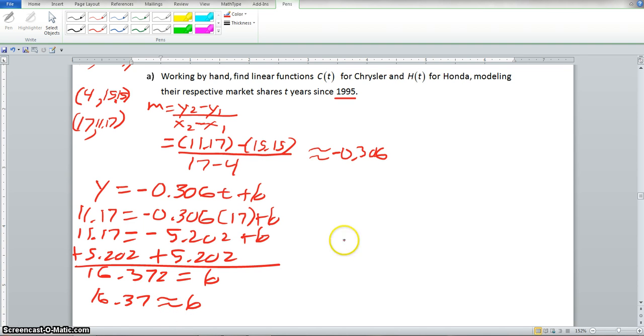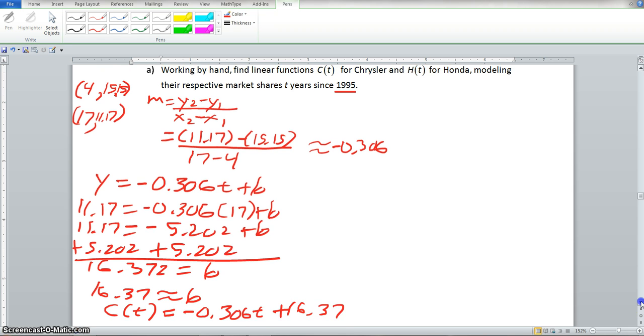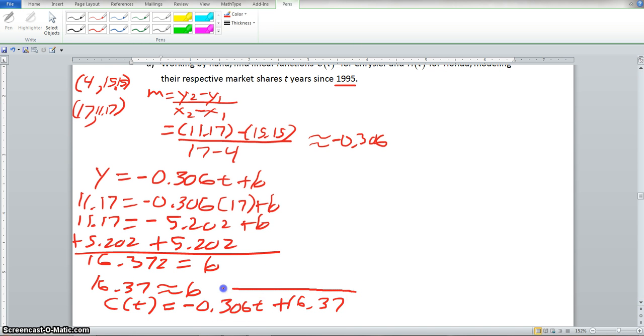Now we have to write out our final answer. Our final answer would be C of t is equal to negative 0.306 t plus 16.37. And that would be our equation for Chrysler.